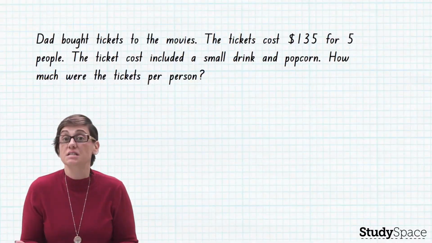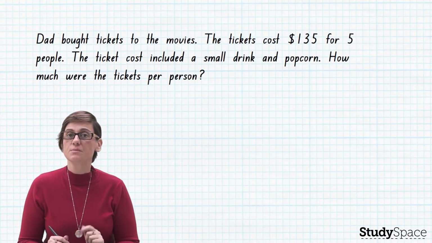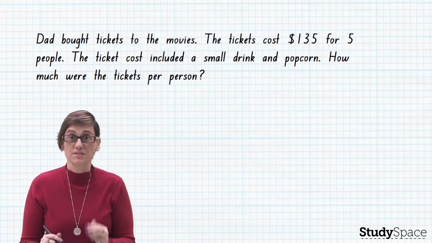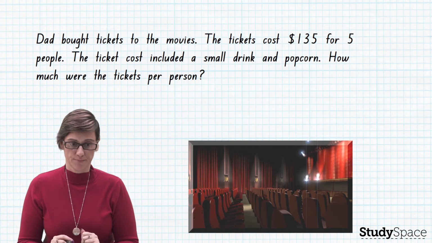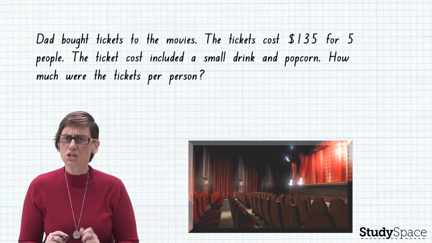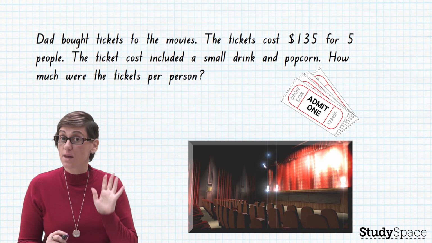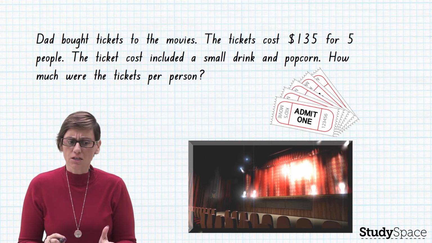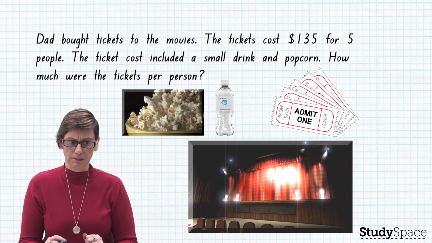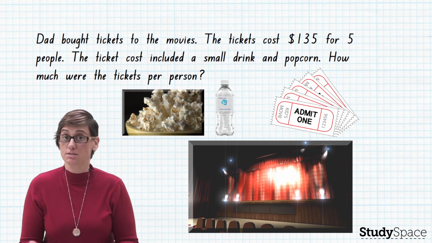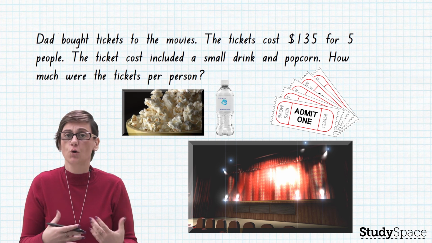So let's have a look at our first example, boys and girls. So our first step is we need to read the question. So let's do that. Dad brought tickets to the movies. The tickets cost $135 for 5 people. The ticket cost included a small drink and a popcorn. How much were the tickets per person? Okay, so that's our question.